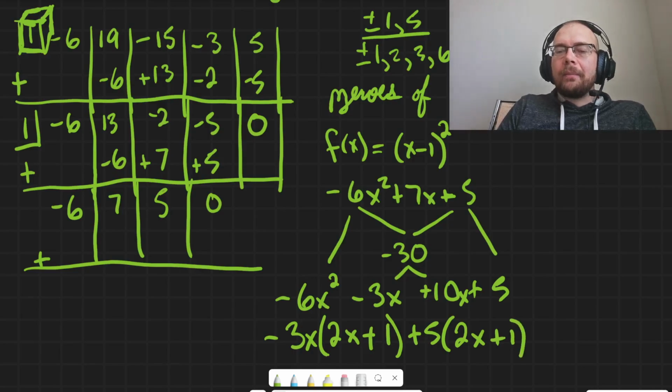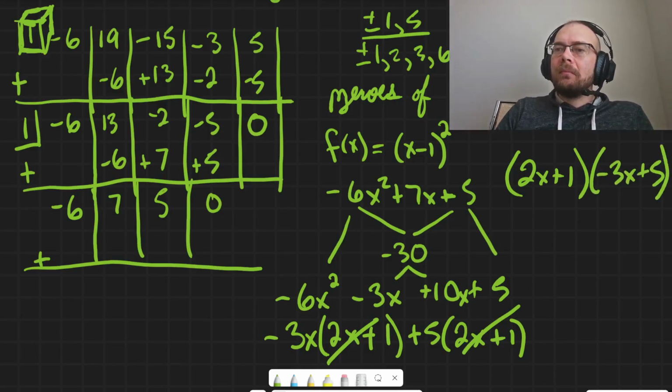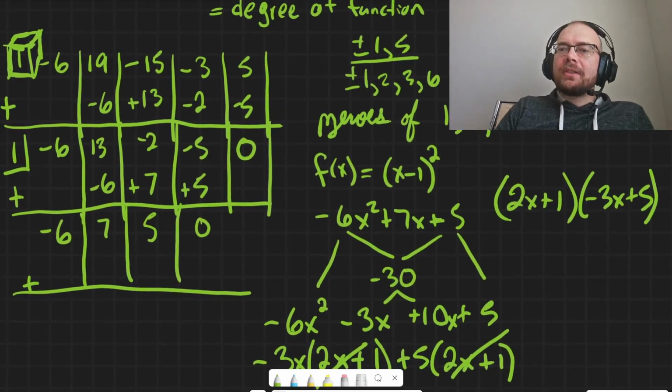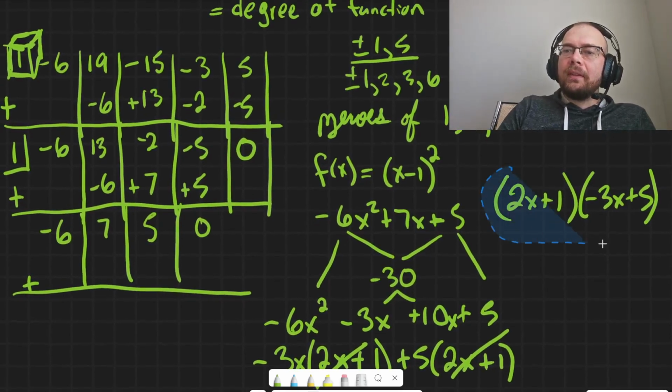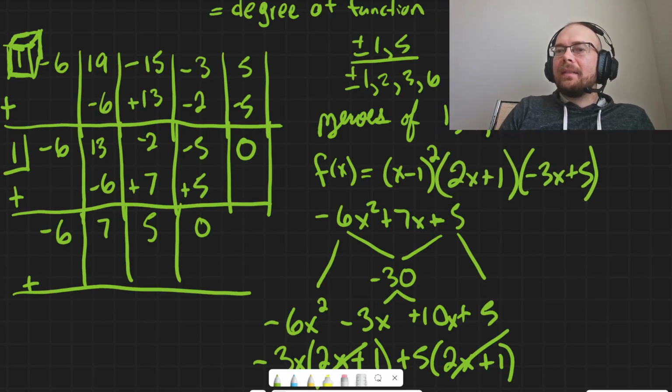Okay, there we go. Then if I factor out 2x plus 1, I'm going to do this off to the side over here. If I factor out 2x plus 1 from both this term and this term, I would get negative 3x plus 5 left over. So those are my remaining factors. And actually, I'm going to move these because I just realized they were really close to where they need to be. Right here. Ta-da! Okay, so what are those as zeros?